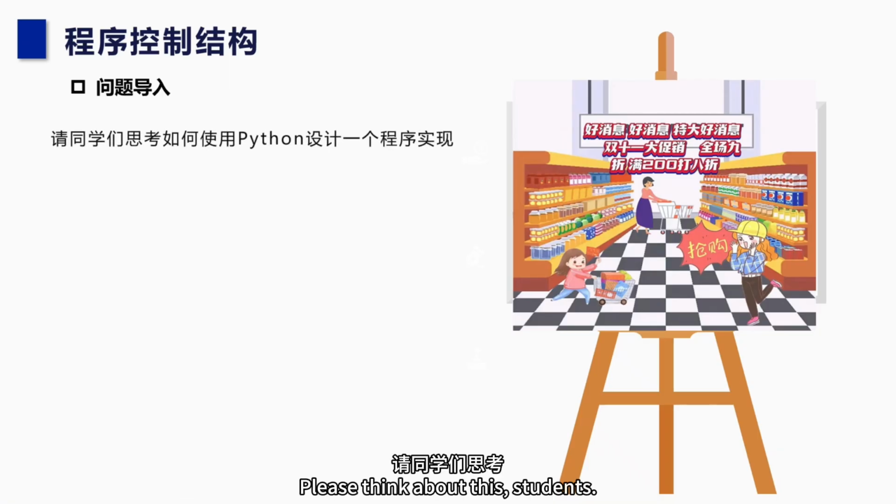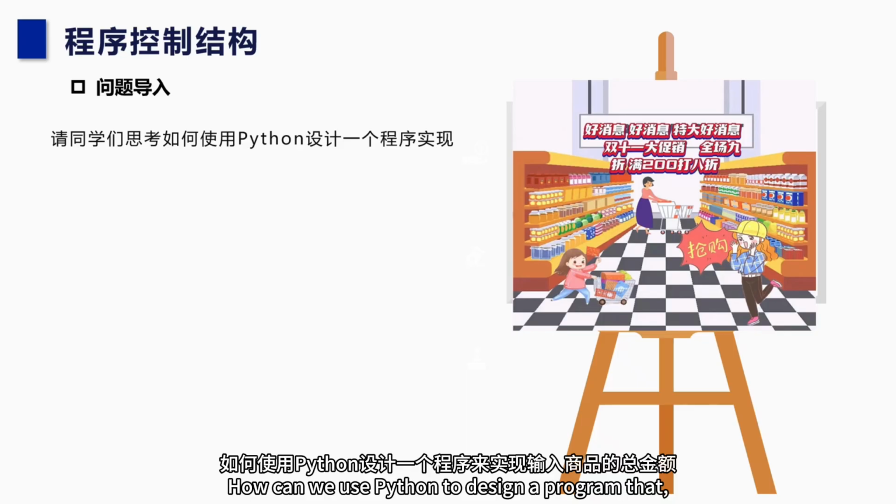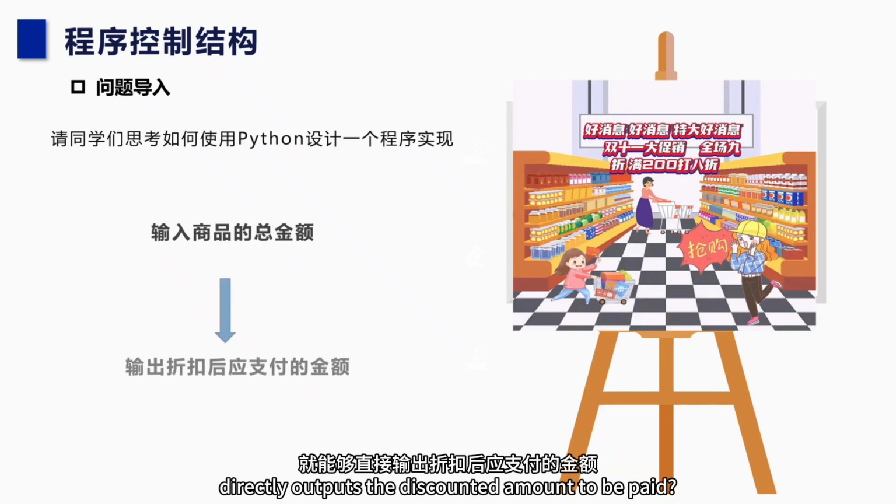Please think about this, students. How can we use Python to design a program that, by inputting the total amount of goods, directly outputs the discounted amount to be paid?